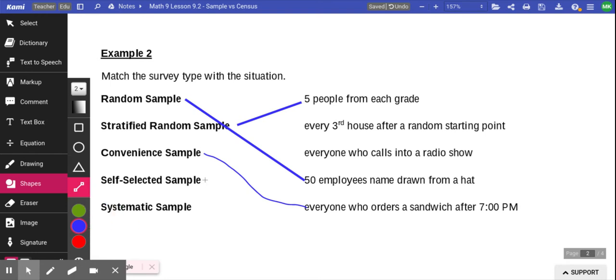Self-selected means people had to choose to vote in your survey. Our two options are every third house or everyone who calls into a radio show. That would be my self-selected. You had to choose to call into the radio show. The last one is a systematic sample. That means you created some sort of system to try to create randomness. So by saying every third house, I've created a system, and that means it's systematic. Awesome.